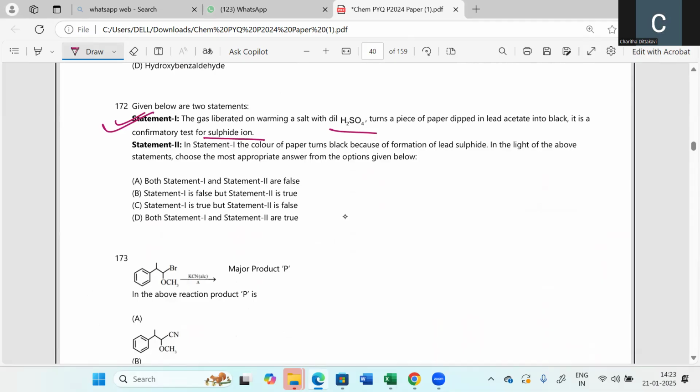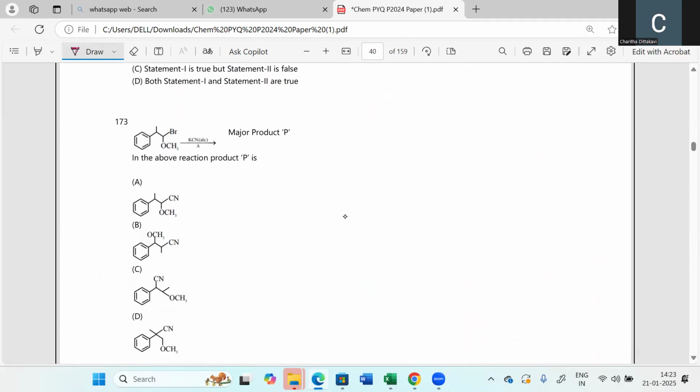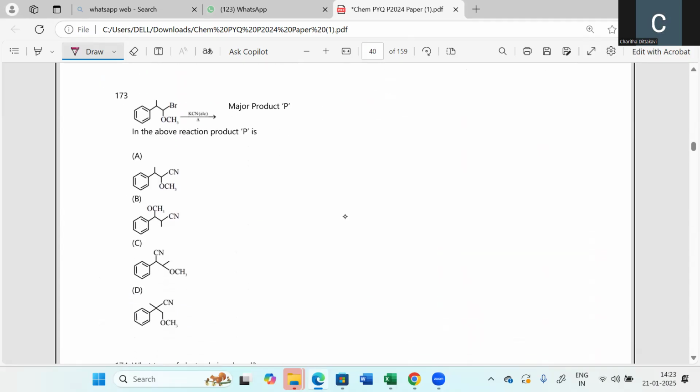Then the color of the litmus paper turns black because of the lead sulfide? No, it does not turn black. Lead sulfide will not give you the black color. Statement 2 is false. Next, 173.